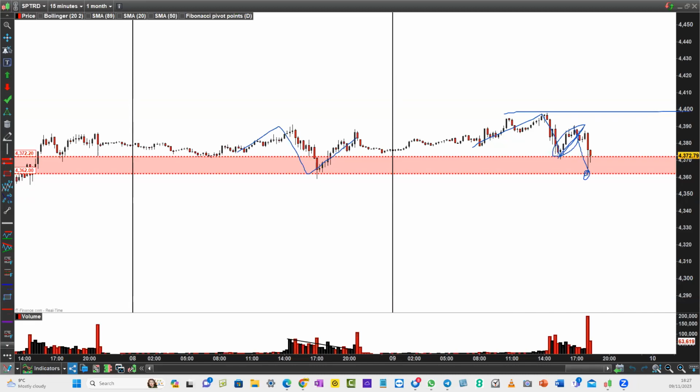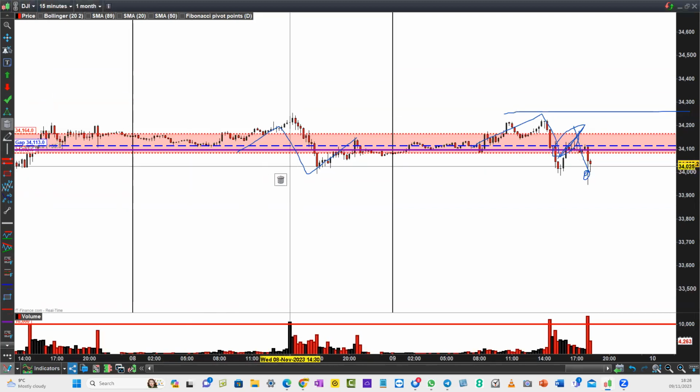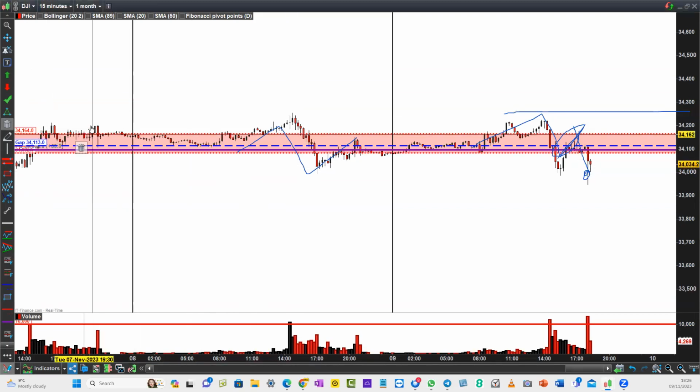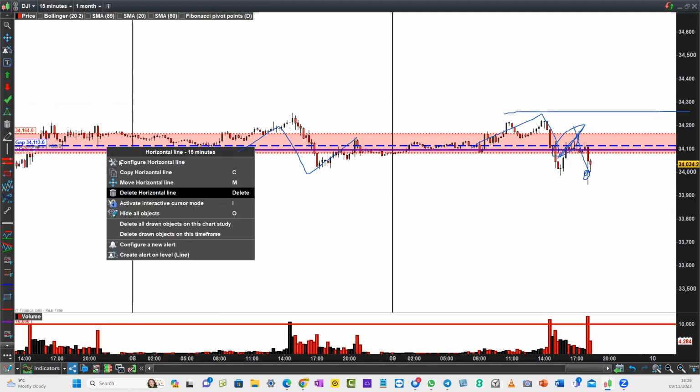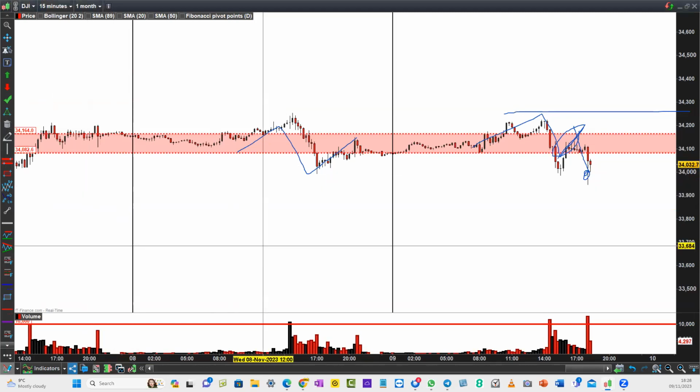What markets do you guys day trade? Let's have a quick look at, there's a couple of markers on here. Tell me about you guys.